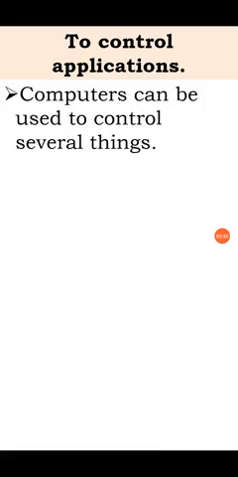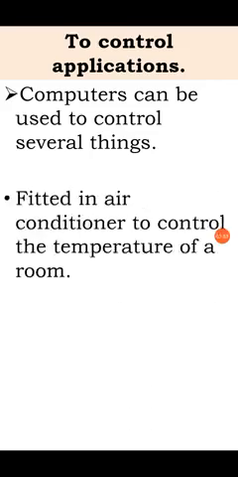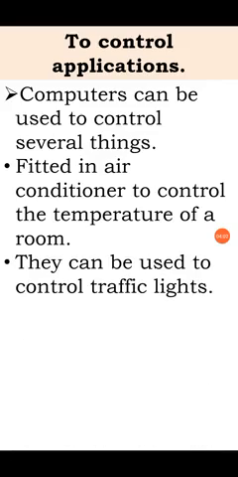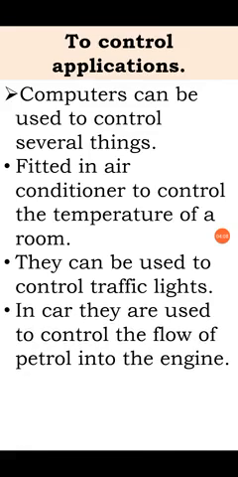Next is control application. Computers can be used to control several things. Fitted in an air conditioner, they control the temperature of a room. They can be used to control traffic lights. In a car, they are used to control the flow of petrol into the engine.